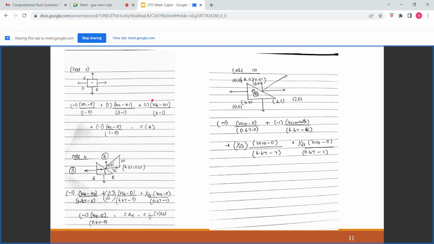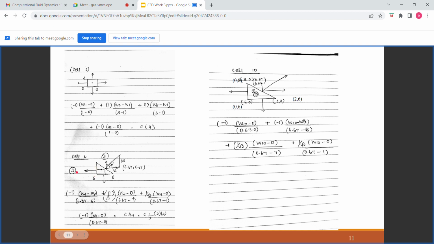So it is W5 minus W1 by 3 minus 1. In this similar fashion, we can get all the values for the square based cells, similar to the calculation shown here. And for cell 4, we are using it differently, since it is a triangular cell.